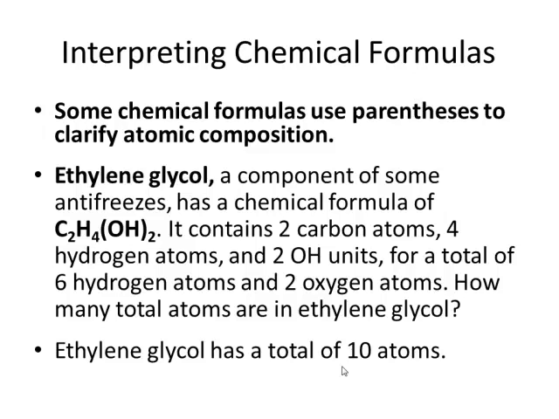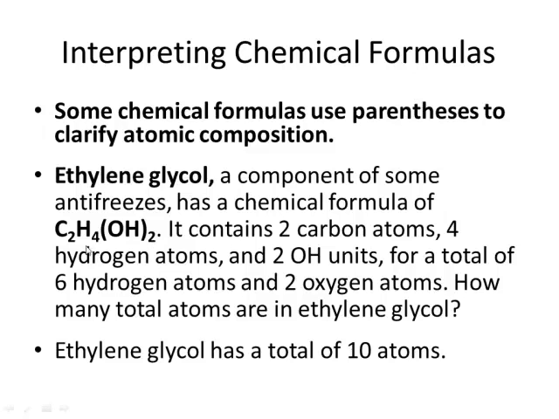Interpreting chemical formulas. Some chemical formulas use parentheses to clarify atomic composition. Ethylene glycol, a component of some antifreezes, has a chemical formula of C2H4 and then parentheses OH, with a 2 outside. We do that in chemistry to show you that these 2 atoms are stuck together. They're bonded together, and you have 2 of them.